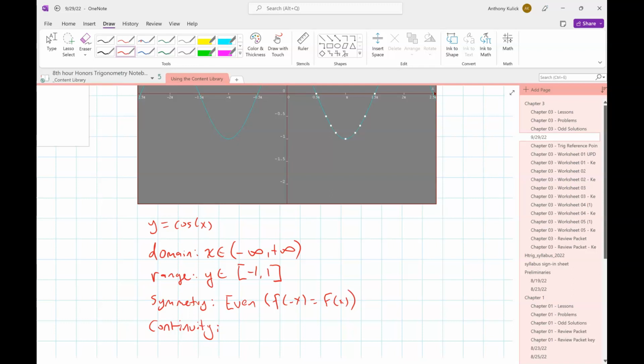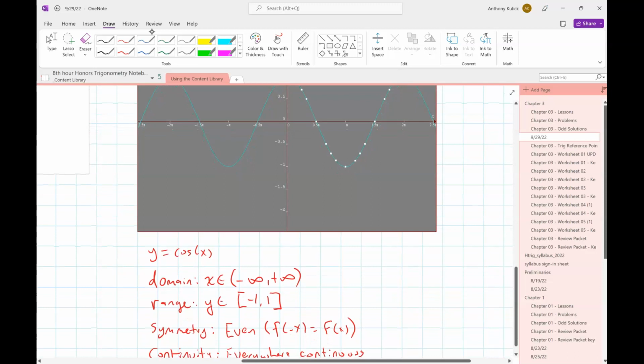Continuity, still everywhere continuous, right? Obviously, if we said the sine graph was everywhere continuous, and this looks like a horizontal translation of the sine graph, if that was continuous, this has got to be continuous. So like, well, what are we talking about, Mr. Kulik? Good observation, student.